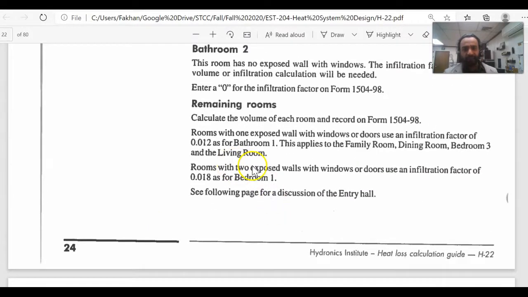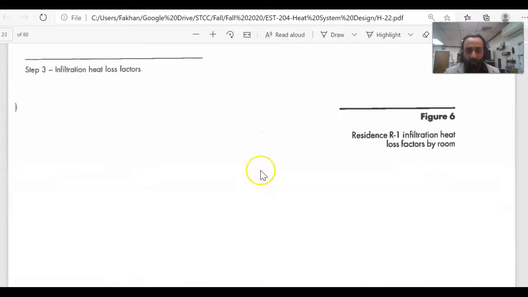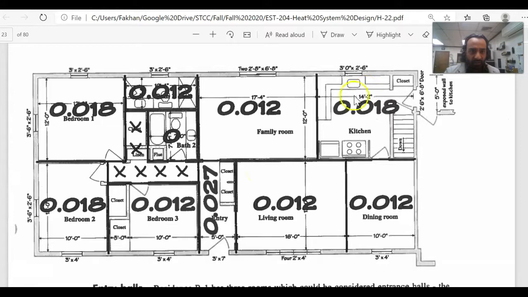Again, how do they take the factor for each room based on the sides where you have walls? This is actually a very good explanation here. If you look at this room, you have 0.018 because there's only one side of the room with a wall with space to the outside. Actually, there's two, and in here they included the entry hall with it.